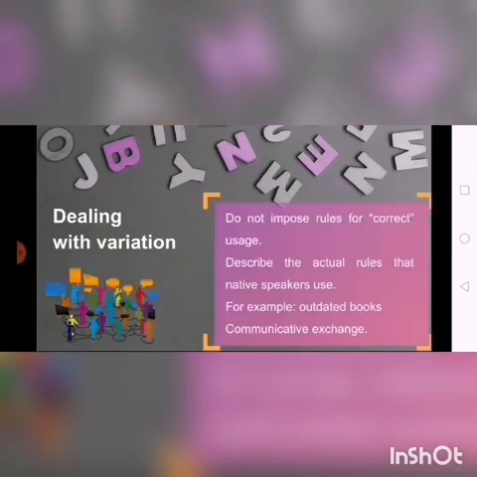Now, how should we deal with variation? Well, some grammarians treat variance by imposing a ruling for correct usage. So they say, okay, use X here and Y there, because otherwise it's improper. So rather than prescribing such a ruling, linguists prefer to describe the actual rules that native speakers apply to their communication on a daily basis. So, of course, they would sound more natural.